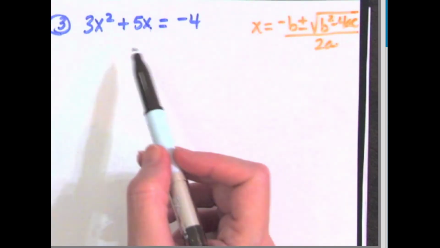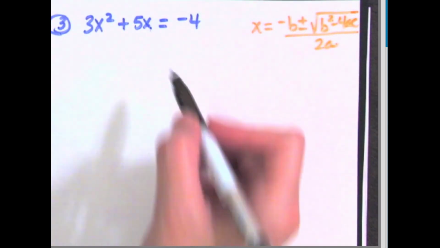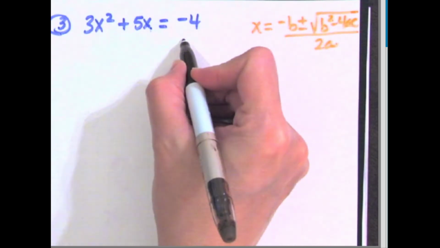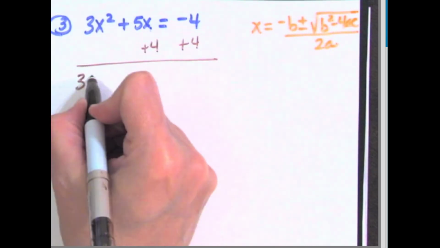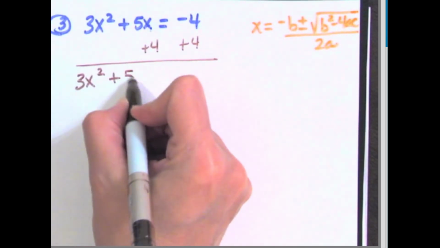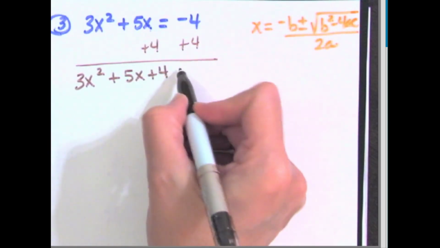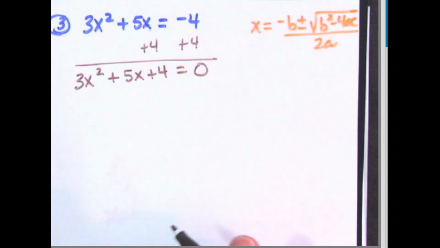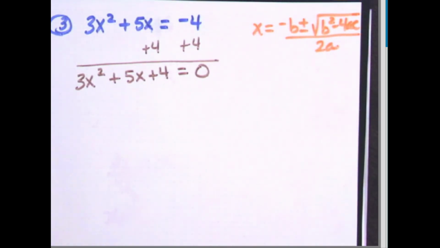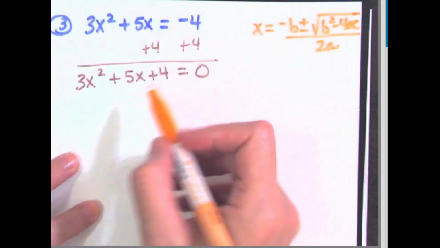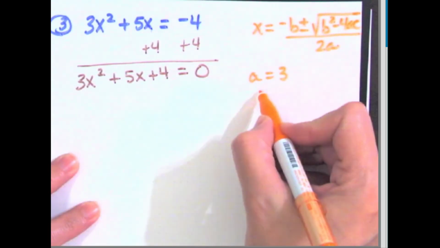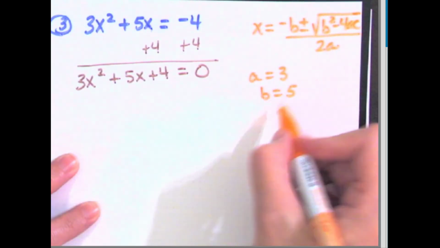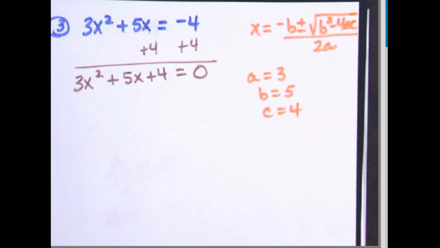In number 3, we'll notice it is not in standard form. So what I want to do is move the 4 over. So I'm going to add 4 to both sides. And everything on the left here happens to be unlike terms, so we'll just bring that down. And over here, negative 4 plus 4 is 0. So it has to be in standard form first. Once it is in standard form, we can identify our A, B, and C. So here my A is 3, B is 5, and C is 4. And then we'll plug that into our quadratic formula.